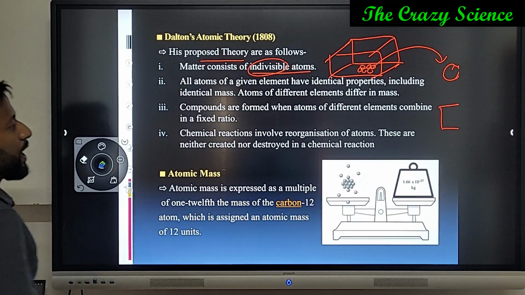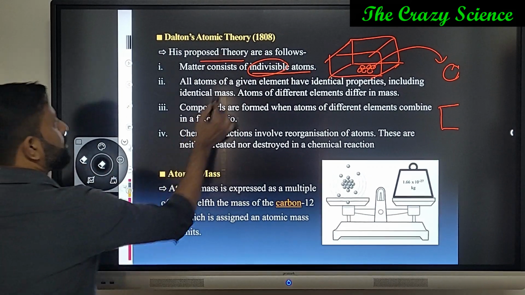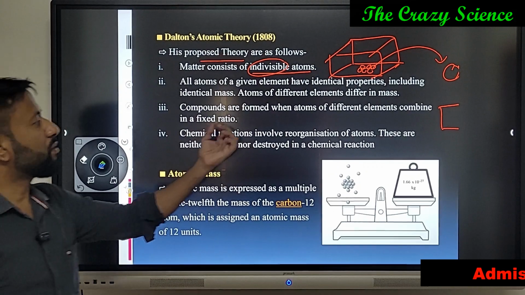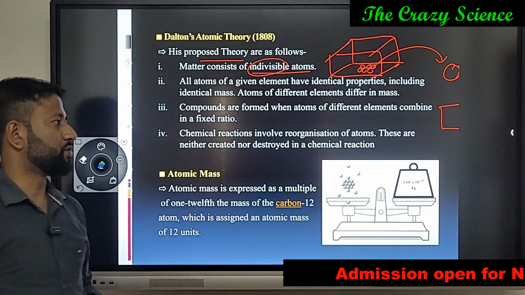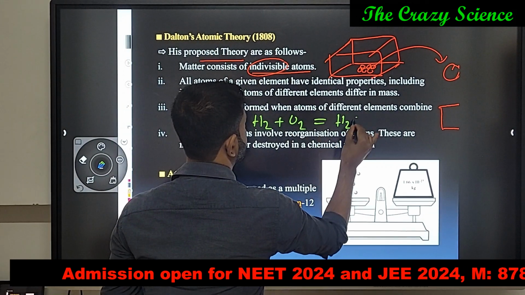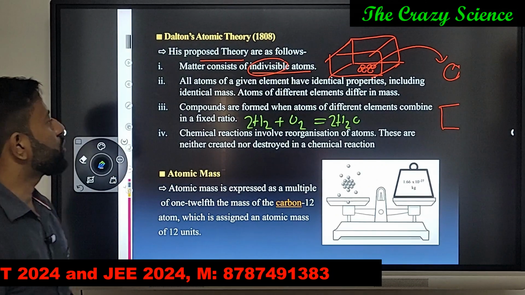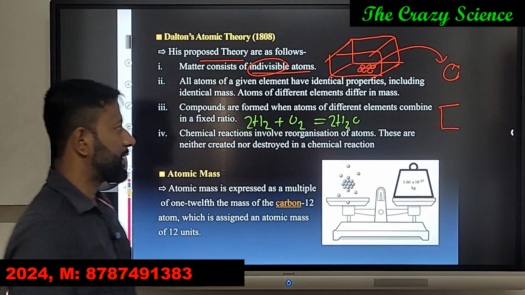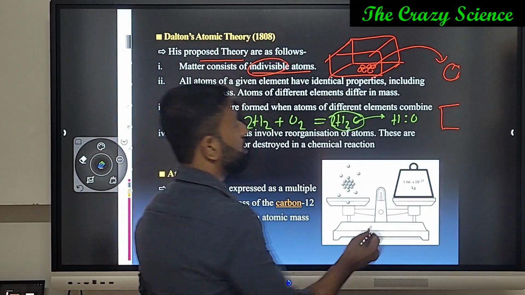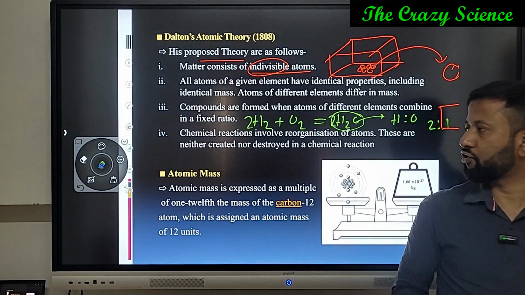Compounds are formed when atoms of different elements combine in a fixed ratio. This is a correct statement. For example, if I say hydrogen plus oxygen, they make water, H2O. If I balance this, we put 2 for the hydrogen, so this becomes 2H2 plus O2 gives 2H2O. Here atoms of different elements combine in a fixed ratio. In the compound formed, the ratio of hydrogen to oxygen is fixed, this is 2:1.